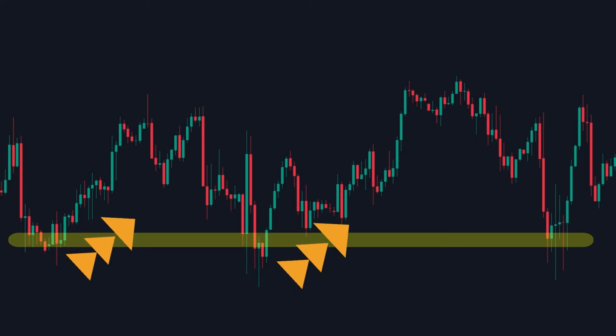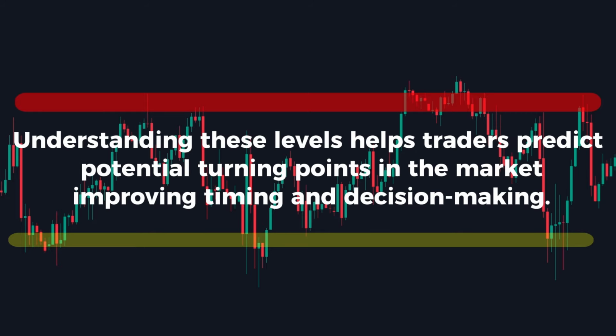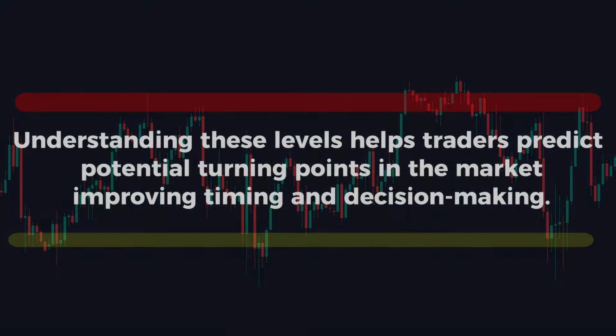Now, resistance works like a barrier overhead. It's the level where the price struggles to climb higher because supply outweighs demand. Sellers step in at this point, causing the price to reverse or stall, like a ball hitting an invisible ceiling and dropping back down. Understanding these levels helps traders predict potential turning points in the market, improving timing and decision-making.